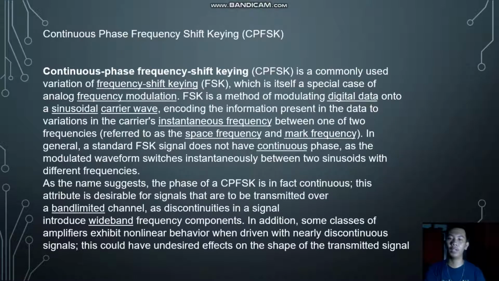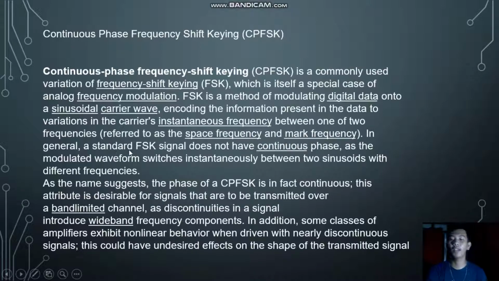Continuous phase frequency shift keying is a commonly used variation of frequency shift keying, which is itself a special case of analog frequency modulation. FSK is a method of modulating digital data onto a sinusoidal carrier wave, encoding the information in the data as variations in the carrier's instantaneous frequency between one of two frequencies, referred to as the space frequency and mark frequency, 0 and 1.